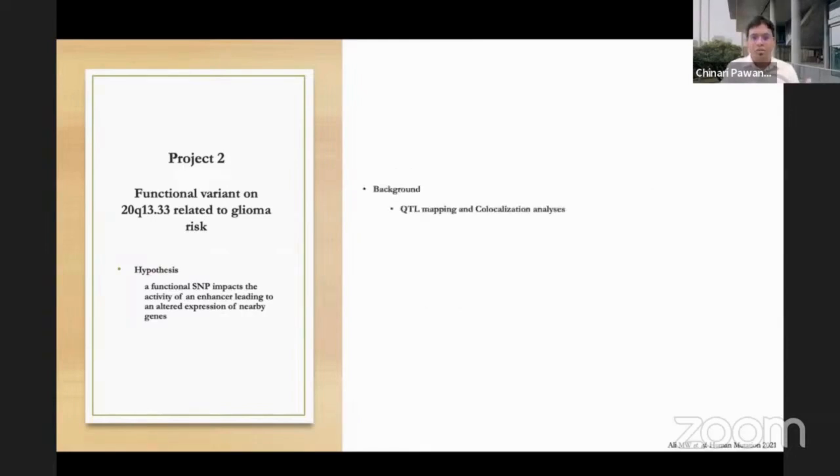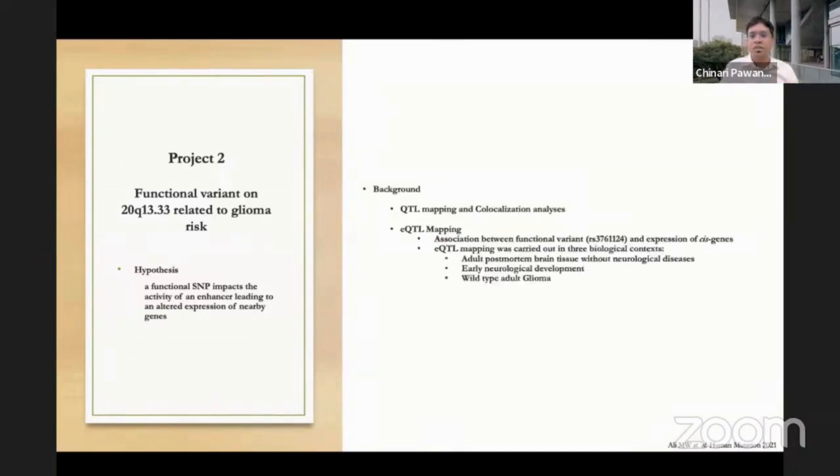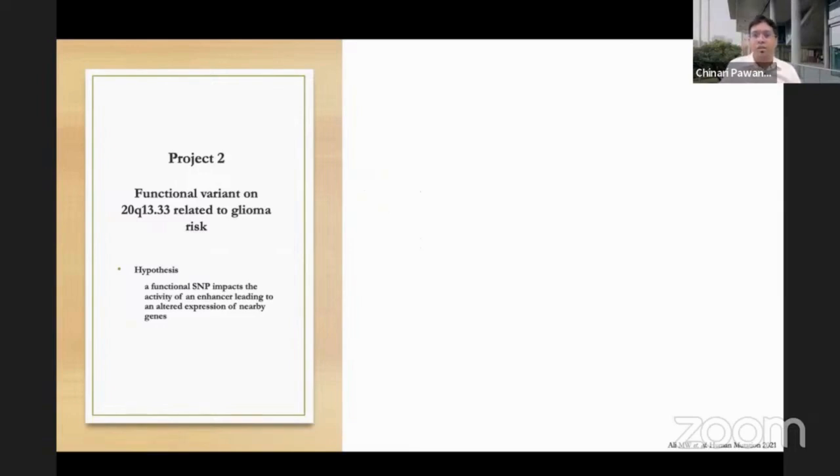And so to give you a brief background of what was done here on the dry lab side, we did QTL mapping and co-localization analysis, and we followed up with QTL mapping, which was similar to what I've shown before. And then we showed the association between the different functional variants and the expression of cis genes. And then we did the mapping using 3 different contexts: basically adult postmortem brain tissue without any neurological diseases, in the control setting, and early neurological development, which were newly born kids, and then the wild type adult glioma as well.